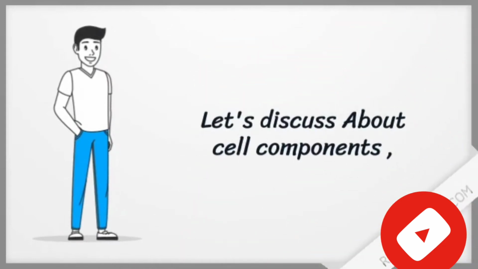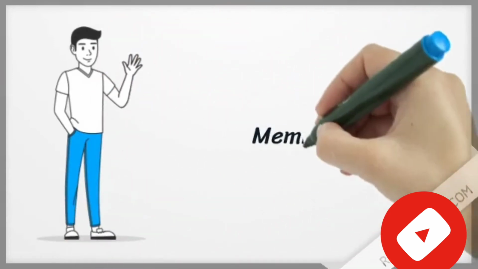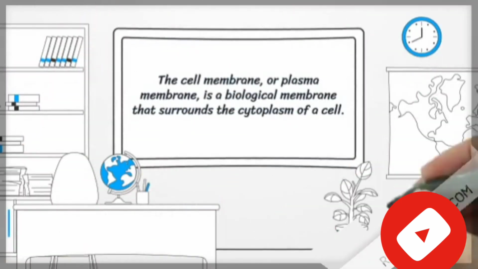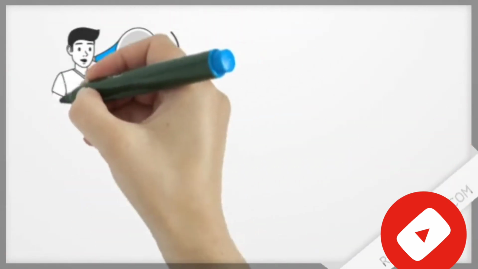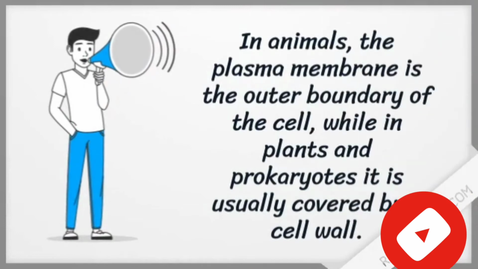Let's discuss the cell components. Membrane. The cell membrane or plasma membrane is a biological membrane that surrounds the cytoplasm of a cell. In animals, the plasma membrane is the outer boundary of the cell, while in plants and prokaryotes it is usually covered by a cell wall.